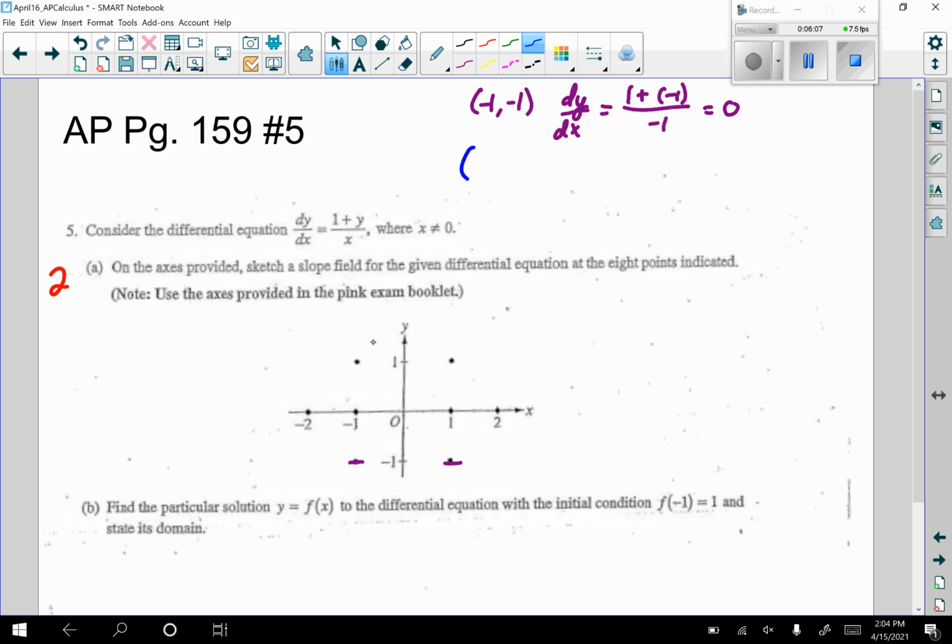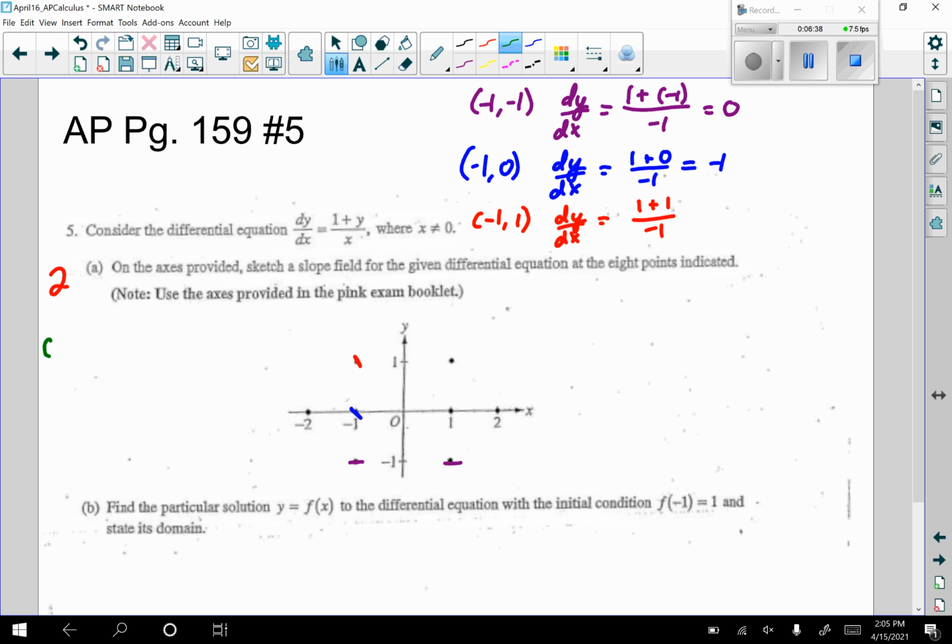Let's go to (-1, 0). So if we have dy/dx, that's just going to be (1 + 0)/-1. So that's giving us -1 right here. Let's go up to (-1, 1). So that should give us (1 + 1)/-1. So we're looking at a -2.